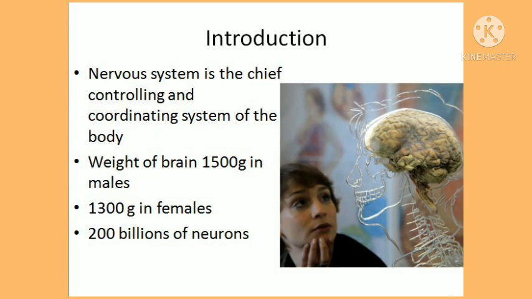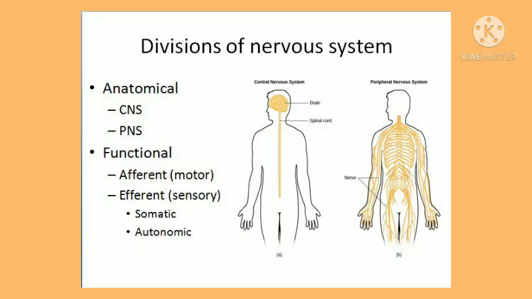The nervous system is the chief controlling and coordinating system of our body. It adjusts the body to surroundings and regulates all bodily activity, both voluntary and involuntary. The average weight of the adult brain is 1500 grams in the adult male. In the adult female it is 1300 grams, and it consists of about 200 billion neurons in the adult brain.